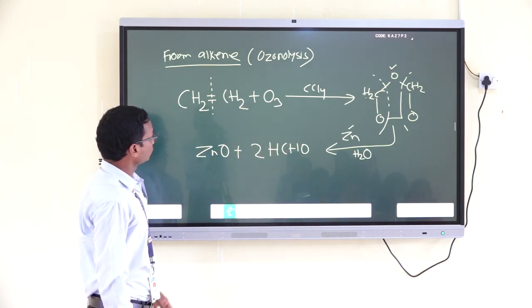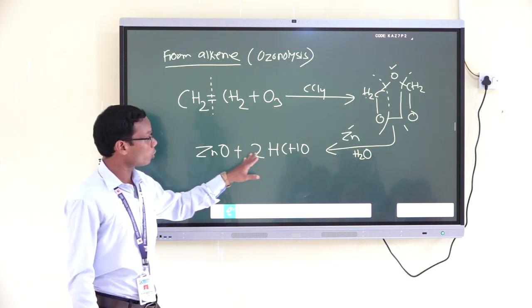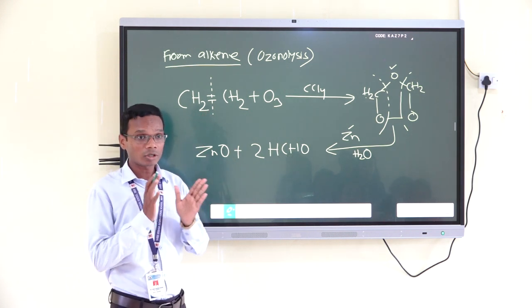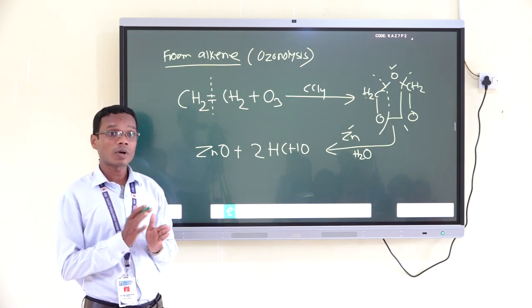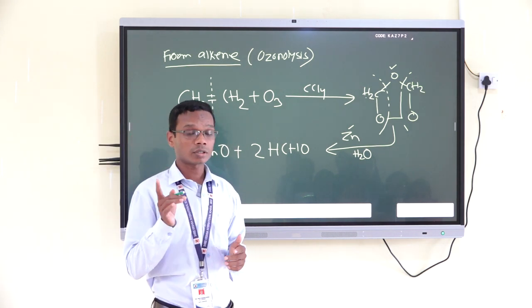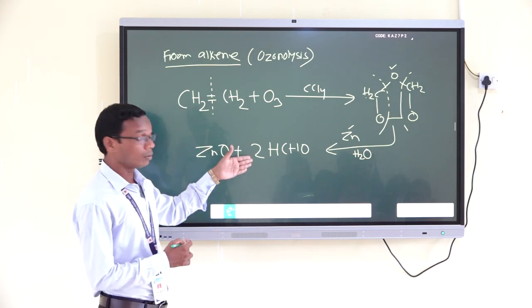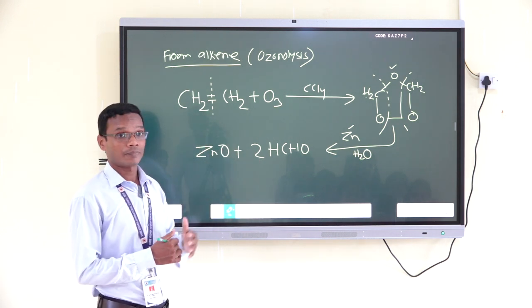Now consider, we take an alkene, but our product is only aldehyde. But our topic is preparation of aldehyde and ketone, not only aldehyde. Now the question is how we find the ketone.